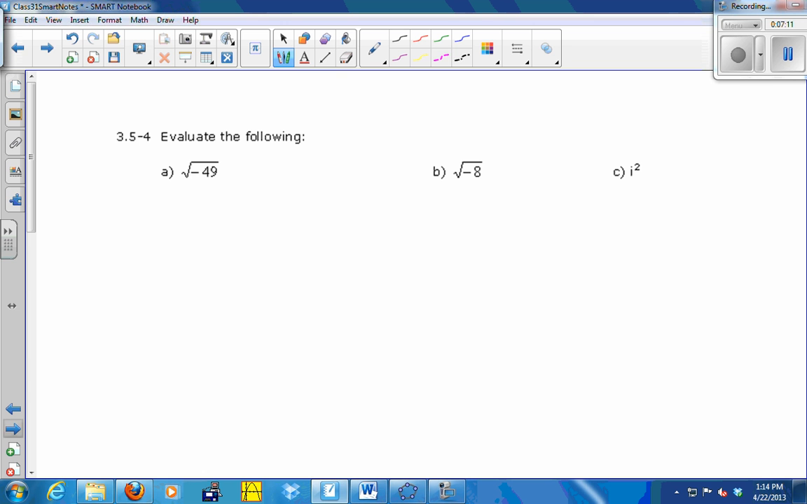So if I want the square root of negative 49, I can write this as the square root of negative 1 times positive 49. Break it into two square roots, the square root of negative 1 times the square root of 49. What's the square root of negative 1? i, and the square root of 49 is 7, so we get 7i.